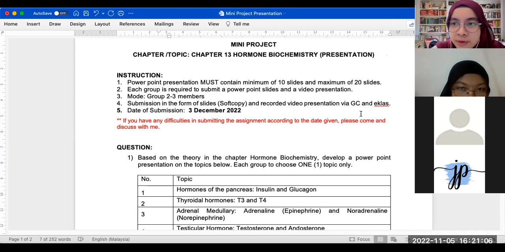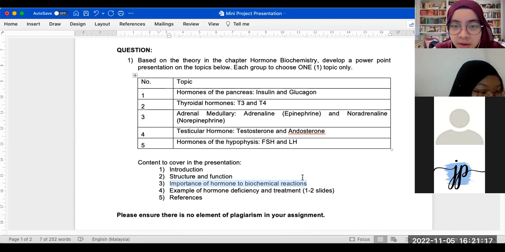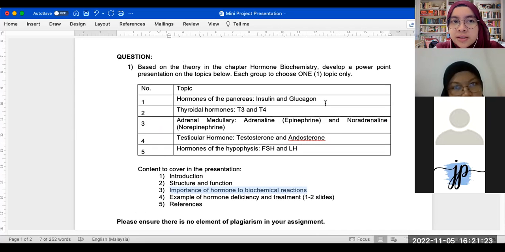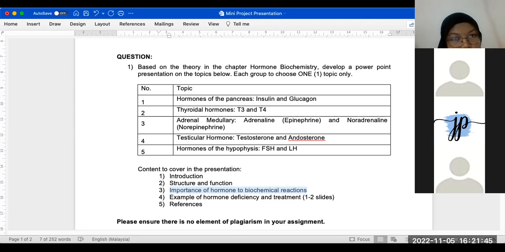I will upload the rubric so that you know how you will be assessed. In general, it's how you convey the information, how you understand point number 3, the importance of this hormone to biochemical reactions, and how you explain it. If you just read the slides, you will get fewer marks. I want you to explain. Try to draft them first. Maybe by next week or in 2 weeks, you can send the draft to me to check, and then proceed with the preparation of the slides and presentation.